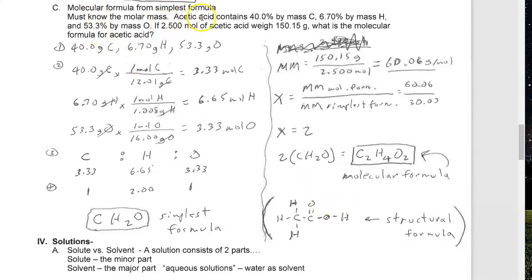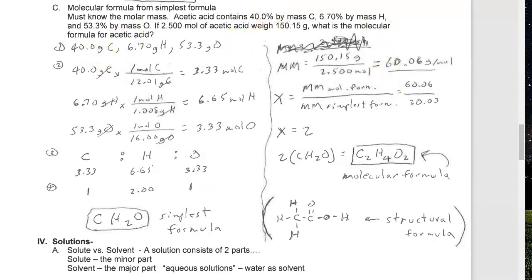All right, so here is acetic acid. Okay, and acetic acid contains 40.0% by mass carbon, 6.70% by mass hydrogen, and 53.3% by mass oxygen. All right, if 2.5 moles of acetic acid weigh 150.15 grams, what is the molecular formula, or the true formula, same thing, for acetic acid? Okay, so the first thing I have to do to get this problem done is get the simplest formula first. And then I'm going to use this other piece of information over here to try to figure out the molecular formula. All right, so what's the first thing we do?